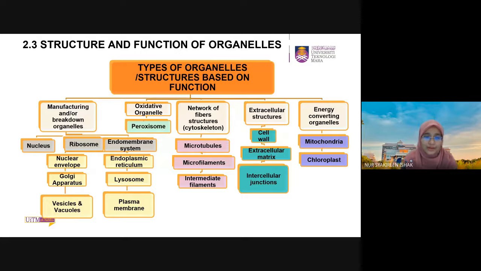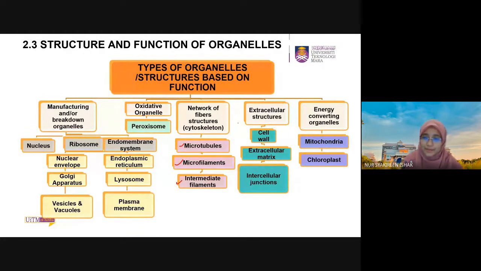Oxidative organelles is peroxisome. Nanti kita tengok what is the function of the peroxisome. And then network of fiber structures, we call them the cytoskeleton. You have the microtubules, the microfilaments, and also the intermediate filaments. All these are made up of proteins.